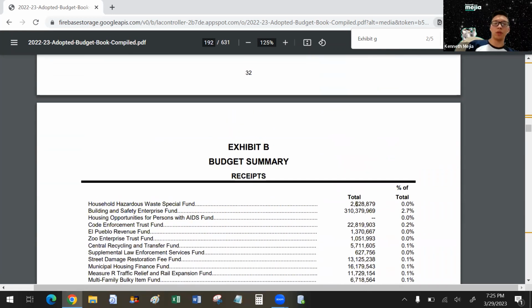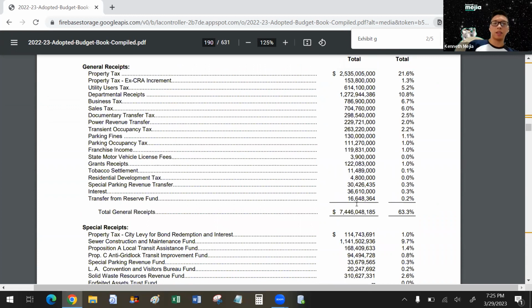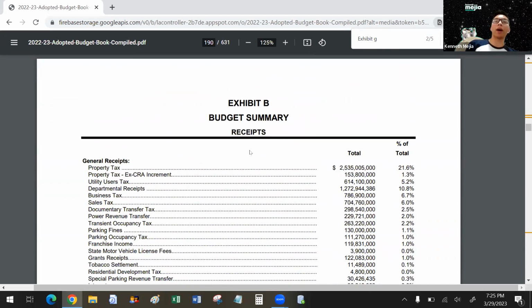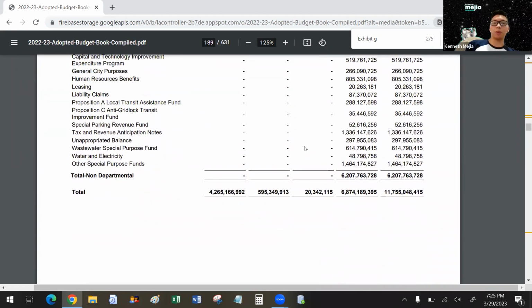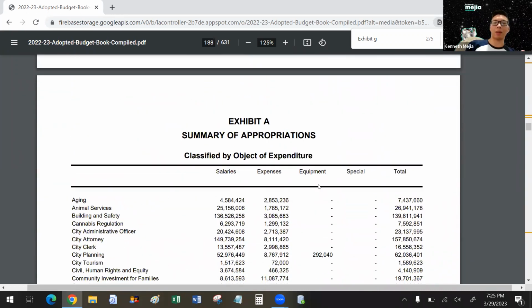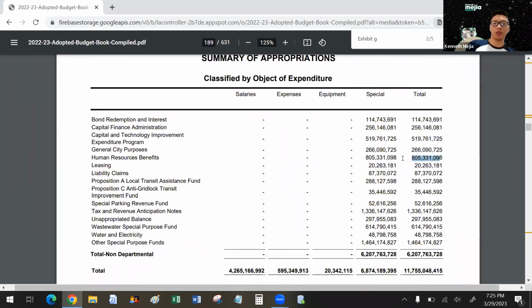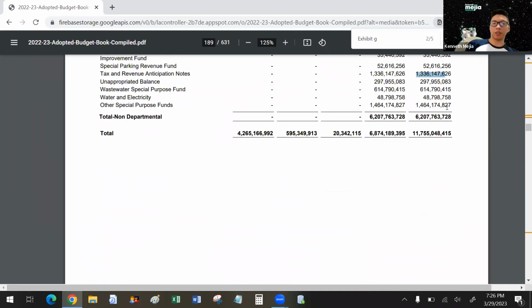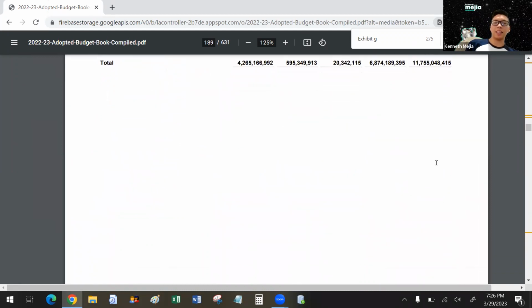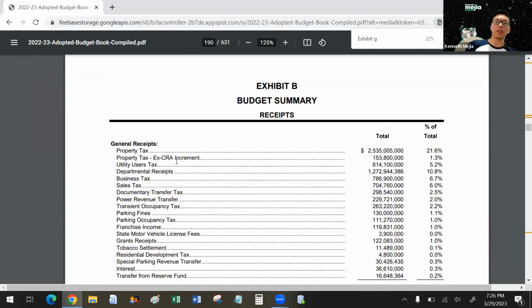If you go up here, Exhibit B pretty much just shows you where the money's coming from to fund our city budget. Exhibit A shows you how much money we're going to spend for operation costs, and also pensions, human resources, tax and revenue anticipation notes, which are pensions, other special purpose funds, 11.75 billion. And Exhibit B shows you what is going to fund that 11.75 billion. So these are the receipts.